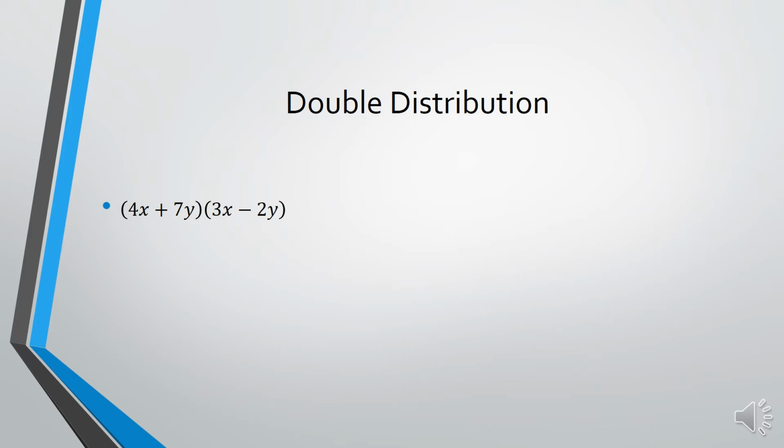Now we're going to have what I like to call double distribution. And that's because we have two things in this first set of parentheses. So we're going to be distributing twice. So I'm going to choose two different colors for this. Let's go with blue first. So the first term that I need to distribute is this 4x. So what I'm going to do is take this 4x and multiply both terms. When I do that, I'm going to get 4x times 3x, and I'll bring the negative out front, so minus 4x times 2y. So that's my first distribution.